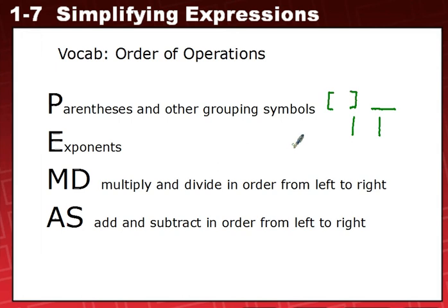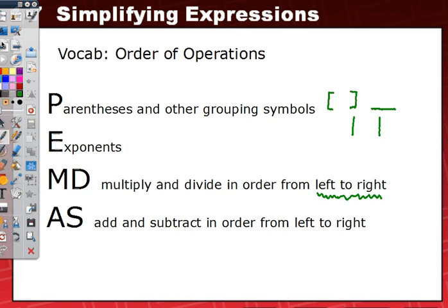M and D, I keep them together because one is not more important than the other. Multiply and divide in order from left to right. So we just start at the left and work our way across for all multiplication and division. And then, of course, A and S, add and subtract in order from left to right. Same thing. Addition is not more important than subtraction. Right? We do them all in order from left to right. And if you zip zap, frankly, you won't even really have any subtraction to worry about.